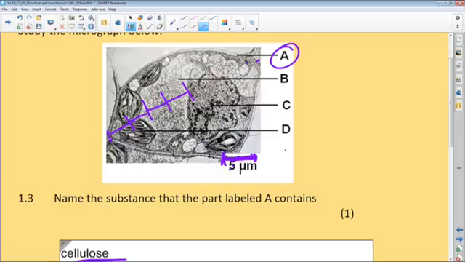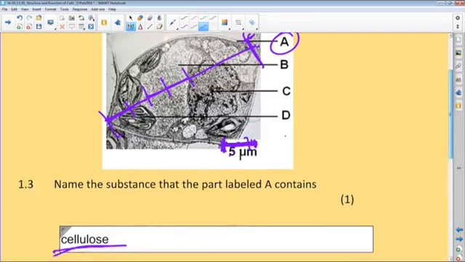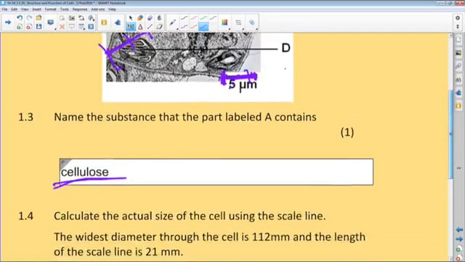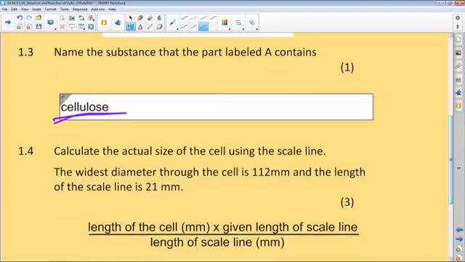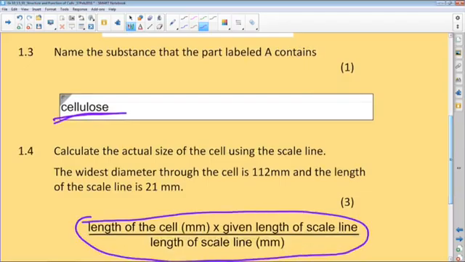But let me show you the real way of working it out. We measured it from there to there. We got the longest length. Then we measured the scale line and found out how long that was. The calculation is the length of the cell. Remember, the length of the cell was 112 millimeters. The length of the cell times the given length of the scale line.